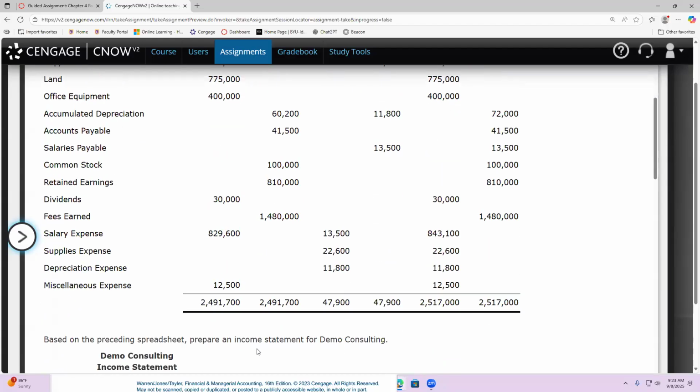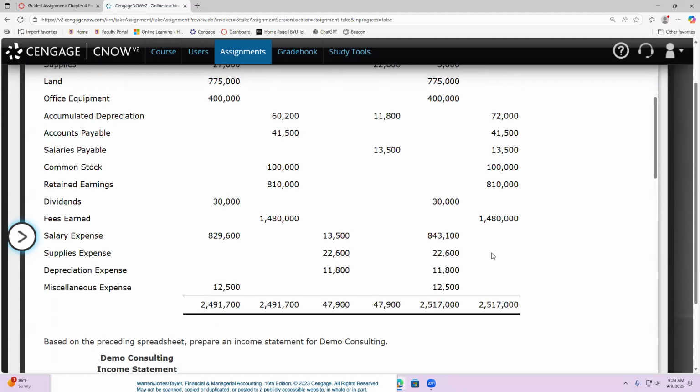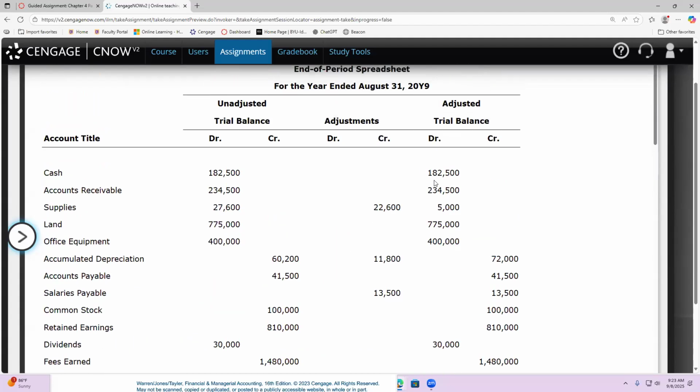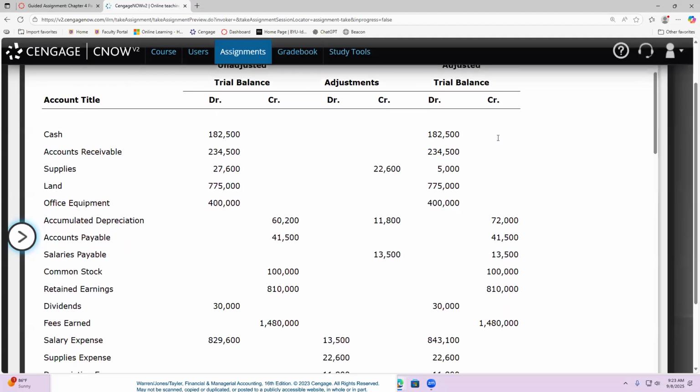So it tells us, based on the preceding spreadsheet, prepare an income statement for Demo Consulting. So really what we're interested in here is the adjusted trial balance. That's what we use to create our financial statements. I think all the rest of this is given to us to show the process and maybe to obfuscate so that we're confused, like, oh, which do I use? But we know that we use the adjusted trial balance, okay?